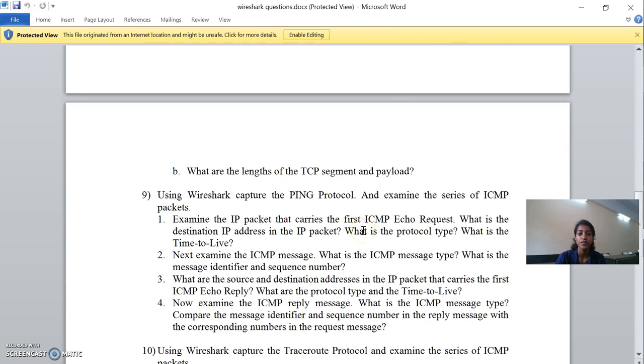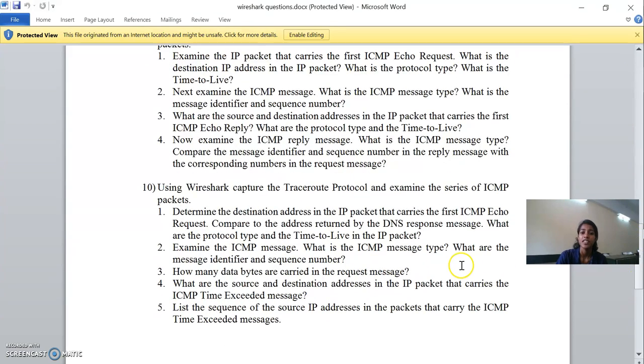The next question is using Wireshark capture the ping protocol and examine the series of ICMP packets. So for the ping protocol, what you can do is you can open the command prompt in your laptop, and then just type ping space IP address, whatever IP address of the laptop or device that you want to ping, and then this command will also work. Similarly, the 10th question, it asks about the traceroute protocol. So for the traceroute protocol also, you can open your command prompt and type traceroute, and it will display all the details related to traceroute.